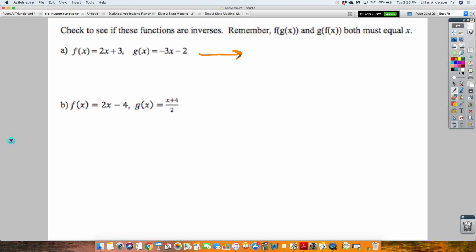Okay? Let's take this first one. In order to determine if they are inverse of each other, this is nothing in any of your foldables, okay? I just want to make sure that you guys see this worked out. We got f of x, which is 2x plus 3, and we have g of x, which is negative 3x minus 2. I need to do f of g of x as well as g of f of x to determine if these are inverse functions.